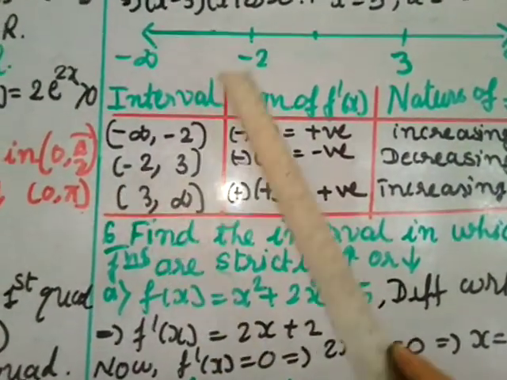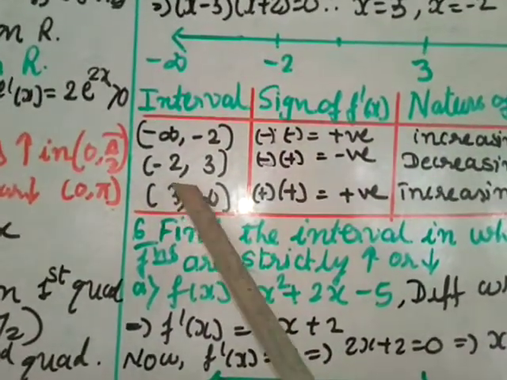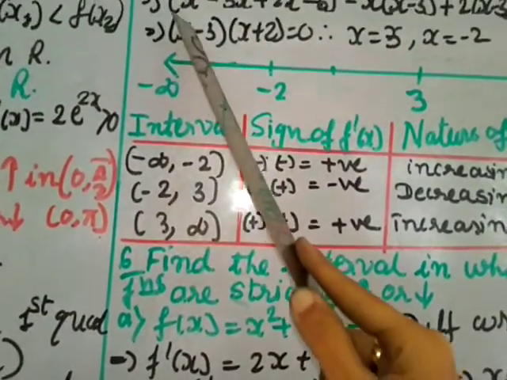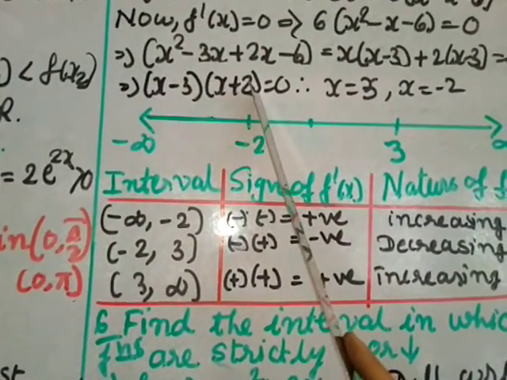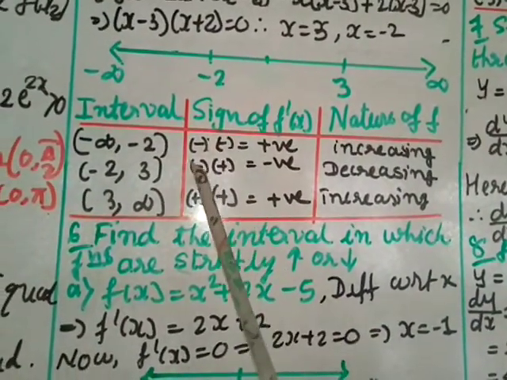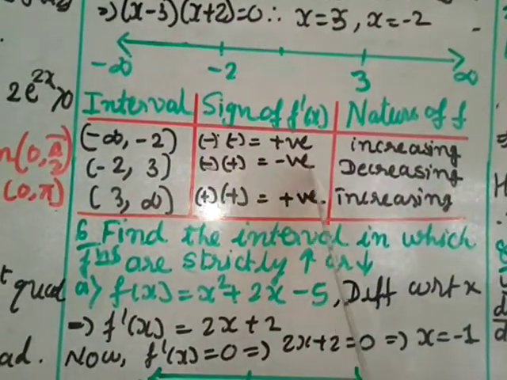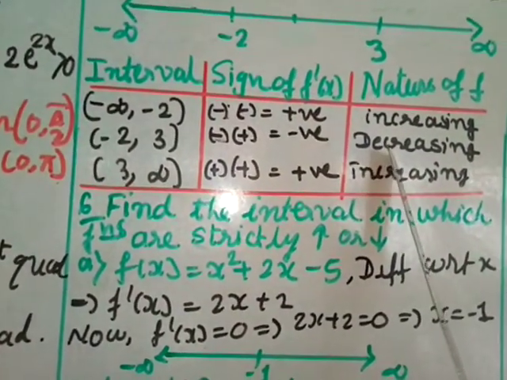Okay, then the second interval, minus 2 to 3. Any value you take, let us take 0. If I put 0 here, 0 minus 3 means minus 3, 0 plus 2 means plus 2. So this answer is negative, this answer is positive. So negative into positive is negative. So if f dash x is negative, it is a decreasing function.